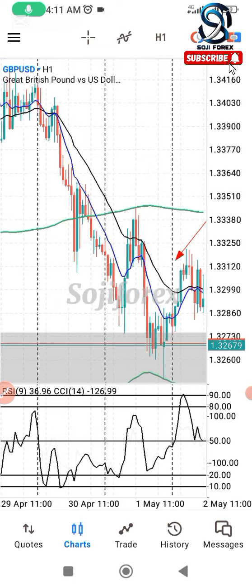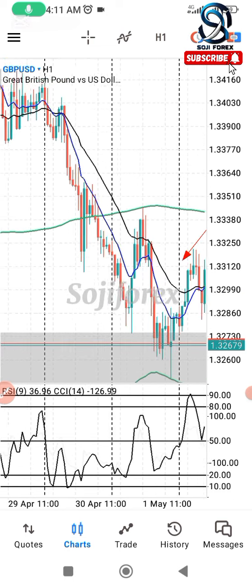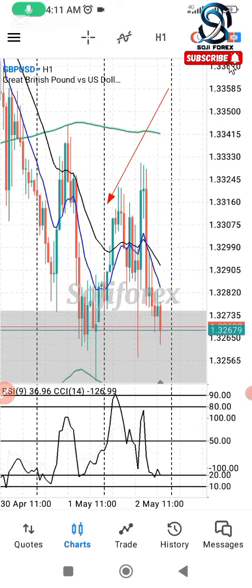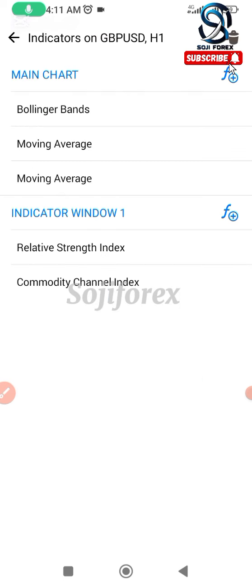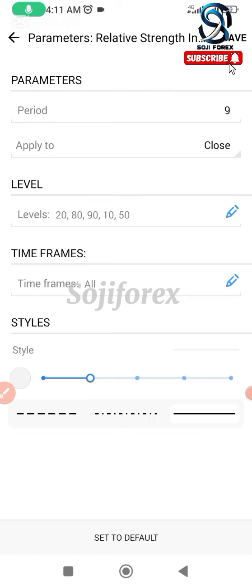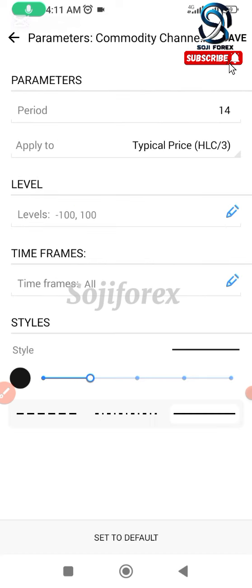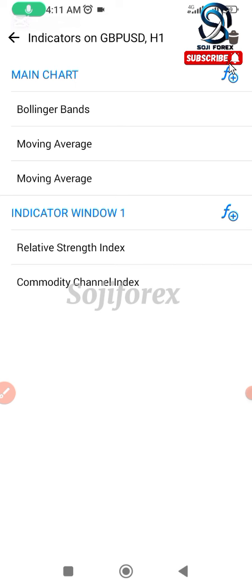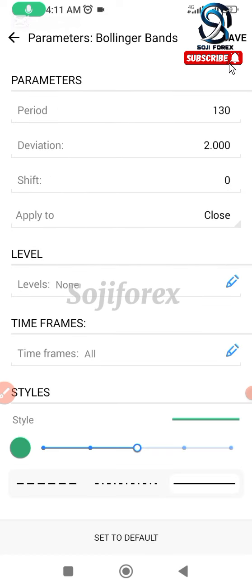If you're looking at my chart, this is GBP USD. Before then, let me show you the setup of the CCI. First, we have our relative strength index, and this is the level of the relative strength index. And then afterwards, we have our commodity channel index, which the period is 14. Then we have our Bollinger Band on our main chart.